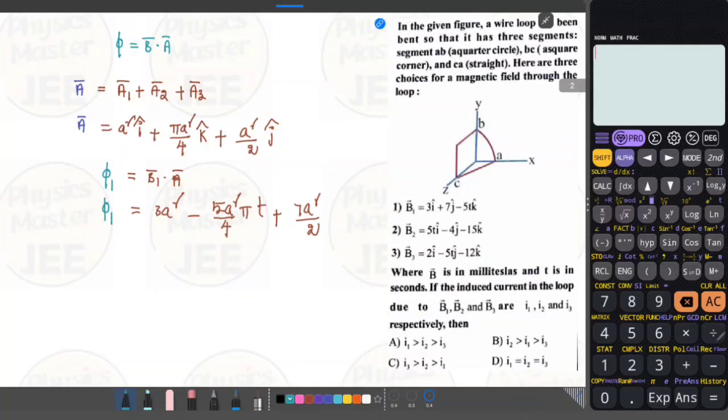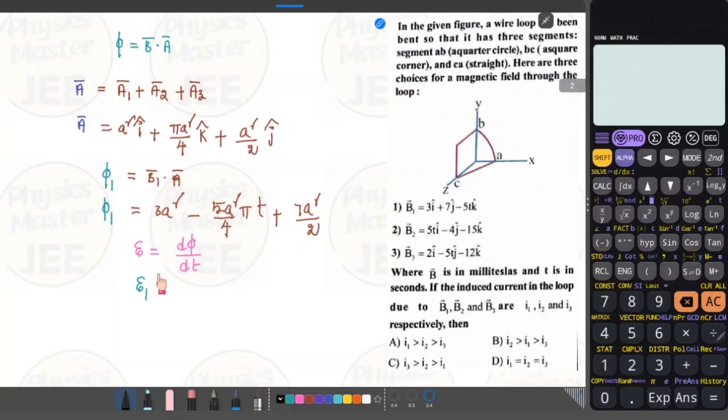Now I want to find out the EMF. EMF can be written as epsilon is equal to d phi by dt. If I differentiate this flux 1 with respect to time, only this will be left. So therefore I can write epsilon 1 will be equal to what?